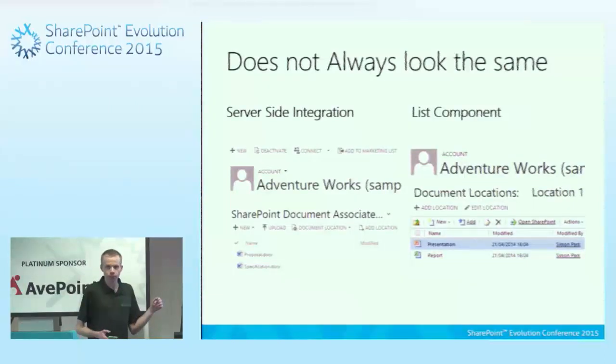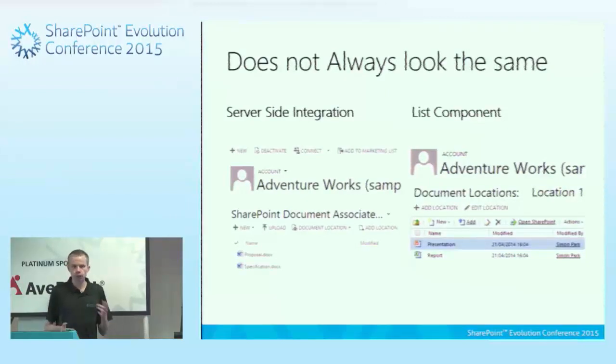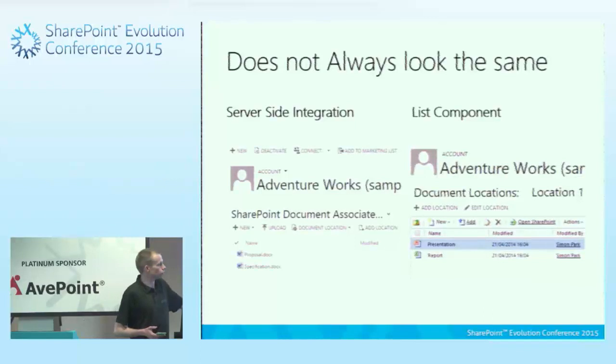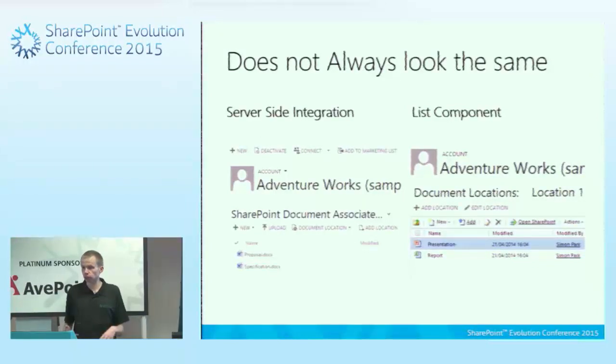I'll talk in a second about what that means in terms of deployment. So it does look a little bit different in terms of how the interface works. The functionality is largely the same, but you might find that one or two of the menu options don't look as slick on-prem as they do in Office 365. But in terms of the way you can create document locations and stuff like that, it works exactly the same.